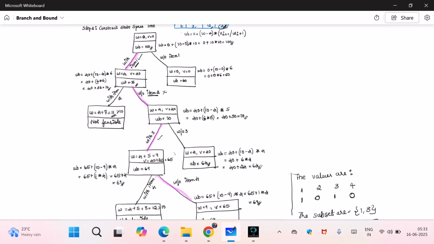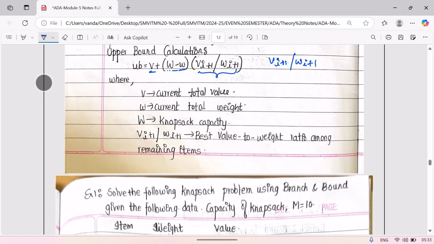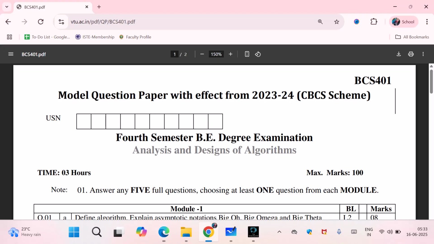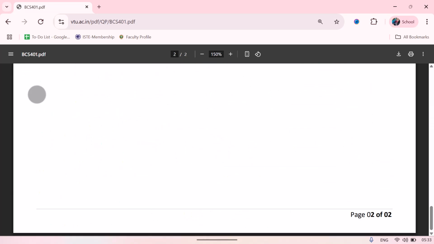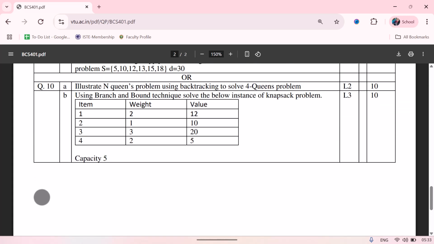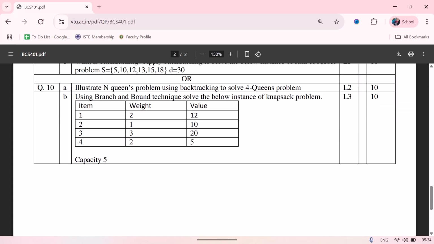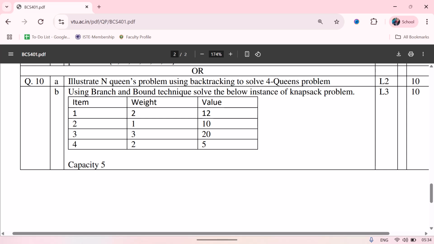Now, I have taken one question from your model question paper. Let's see if it is there. Yeah, the model question paper. There is one problem with respect to branch and bound. See here, branch and bound problem. So 10b, using the branch and bound technique, solve the below instance of the knapsack problem. They've given items, weight and value, and they've given the capacity as 5. And this question is coming for 10 marks.